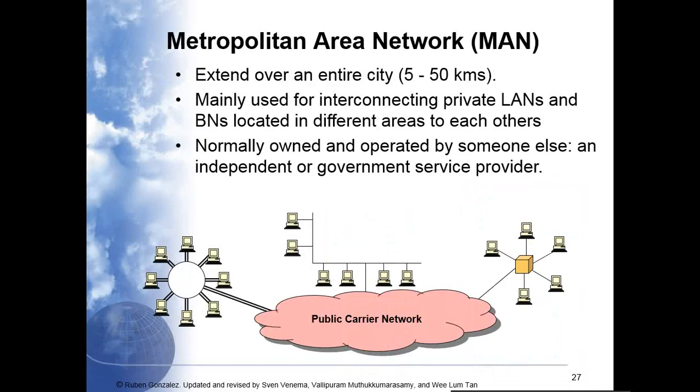A metropolitan area network extends over an entire city, so 5 to 50 kilometers, maybe 100 kilometers. It depends on the range, but basically it's one local geographical area. It's mainly used for interconnecting private local area networks that could be located in different areas. It's normally owned and operated by someone else, an independent or government service provider.